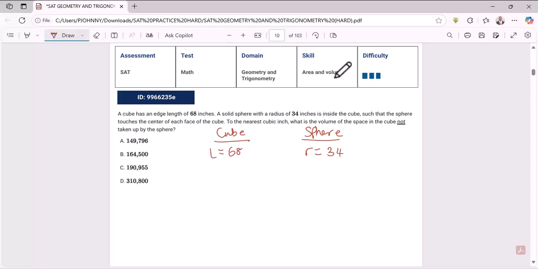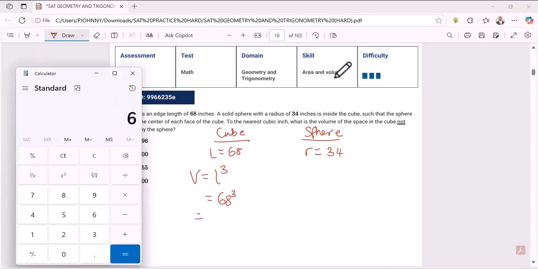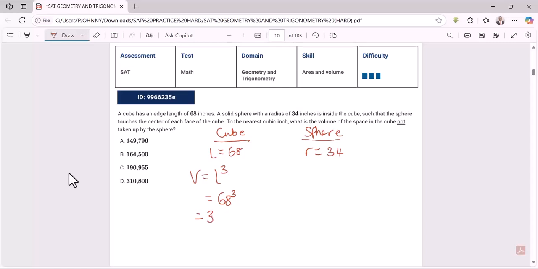So basically, we want to calculate the volume of the cube, then subtract the volume of the sphere. So the volume of the cube is basically L cubed, which is 68 cubed, right? And this will give us 68 squared times 68. So we'll have 314432 cubic units, cubic inches.